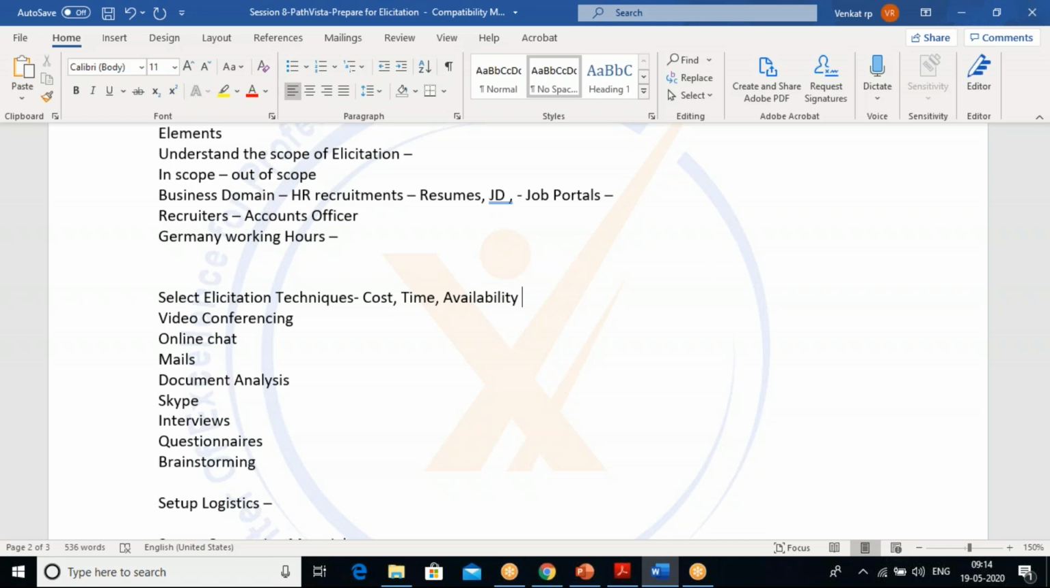Let me say you want to conduct interviews, then you need the availability of the stakeholder. And what sort of interview are you going to conduct? Do you want to go in person and do it? So before we freeze on these techniques, we have to understand, number one, the cost involved in doing it. Number two, the time frame in which we are going to do it, and the availability of the stakeholders and your availability both. So these parameters you have to understand.